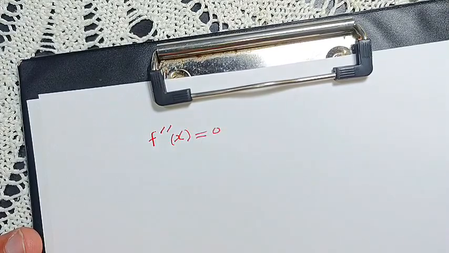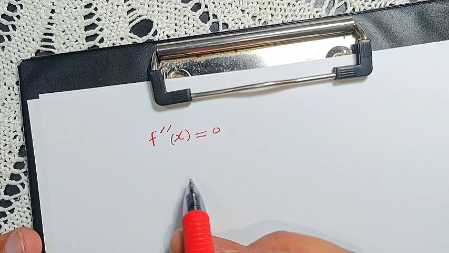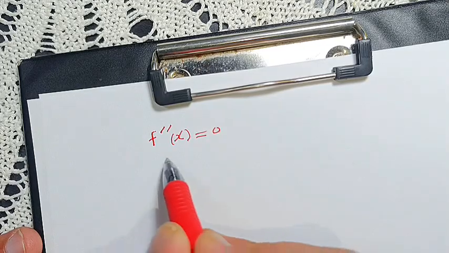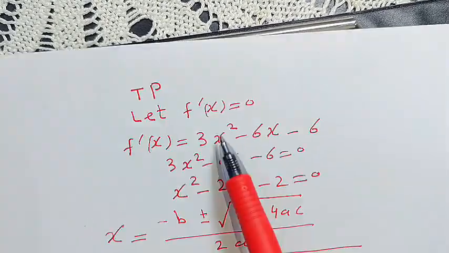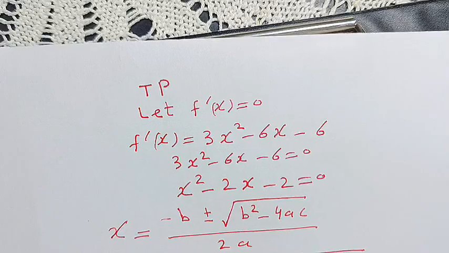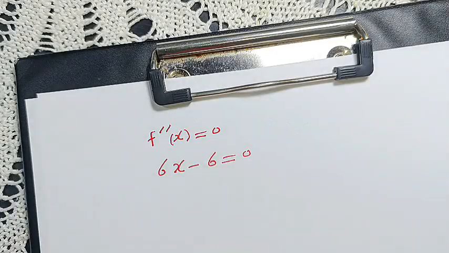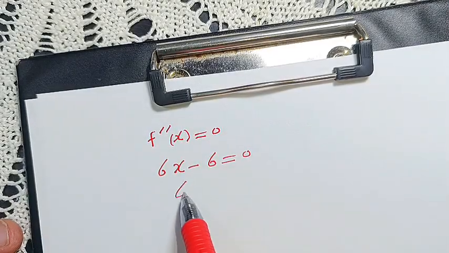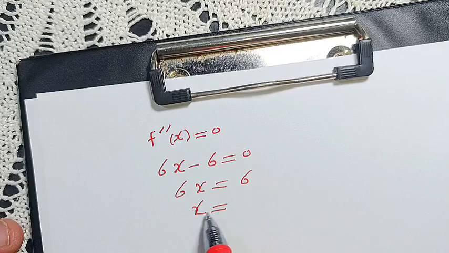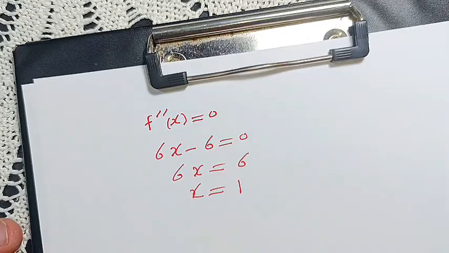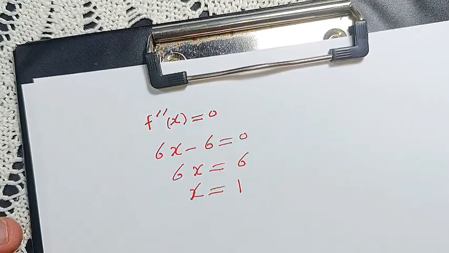The second derivative must be equal to 0 to find the inflection point. So I'm going to find the second derivative, which is 6x minus 6, equal to 0. Now we're going to solve for x here. 6x, this becomes positive 6, and x becomes 1. So the inflection point has an x value of 1.